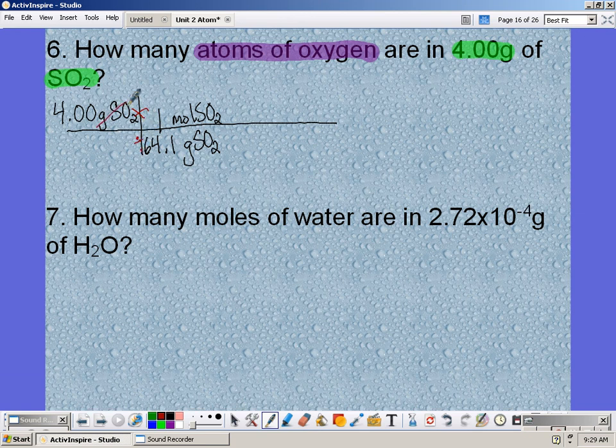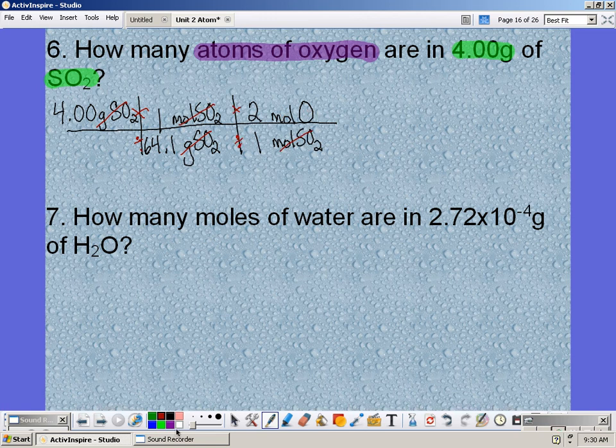But I want atoms of oxygen, so I'm going to have to do an extra step here. Mole is the only time that we can switch what we're talking about. So we're going to have to switch from talking about SO2 to just talking about oxygen. For every 1 SO2, I have 2 oxygens from the subscript. So now if I multiply and divide, I can cancel out the mole, and I'm looking at moles of oxygen.